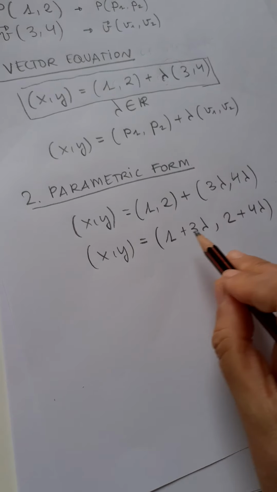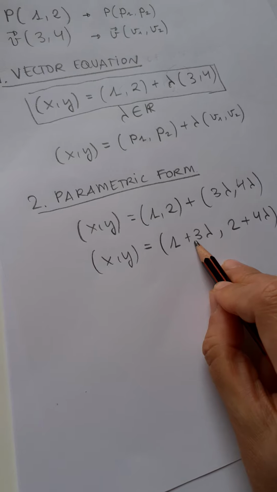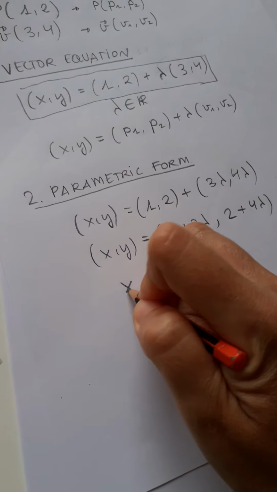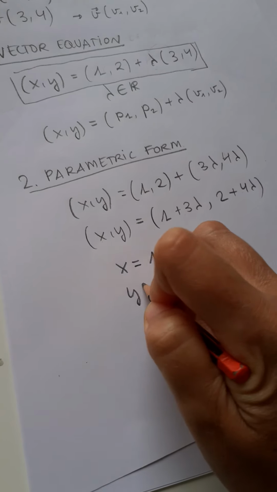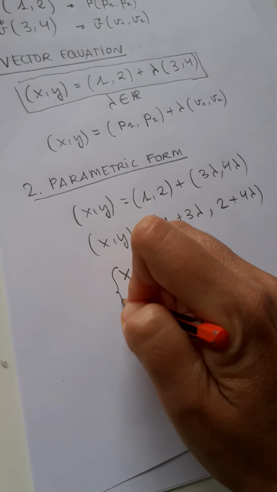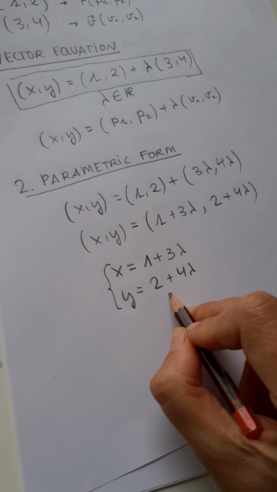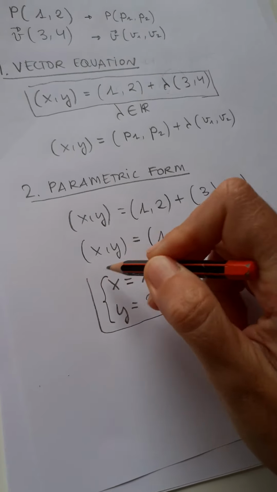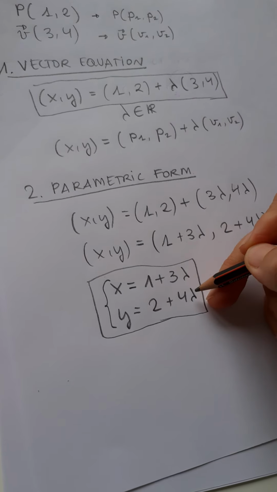And now this equals this. If this equals this, this coordinate must be the same coordinate as this, and this coordinate must be the same coordinate as this. So I can write that x must be the same as this, and y must be this. I put them together, all right? And this is the parametric form of my line, of the same line. So this equation and this equation represent the same line.